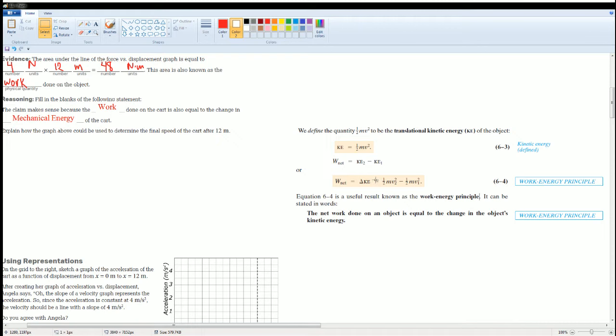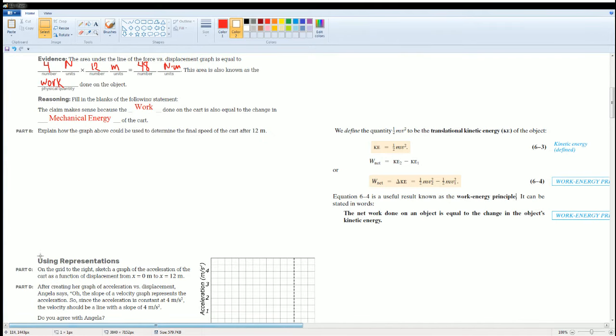The change of kinetic energy can also be seen as work. It's called the work-energy principle. Work is equal to the change of kinetic energy. In simple words, it says that the net work done on an object is equal to the change in the object's kinetic energy. Now you can write the explanation.